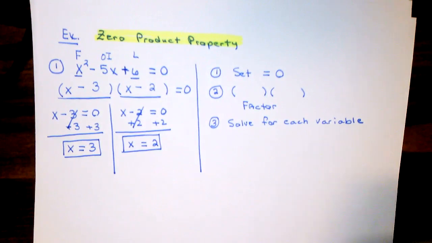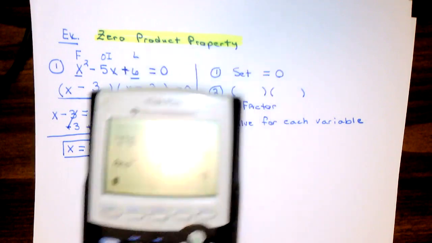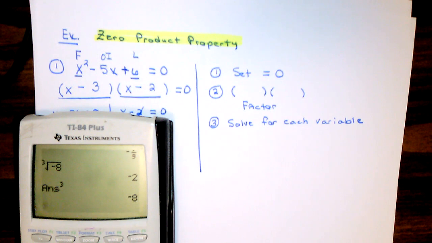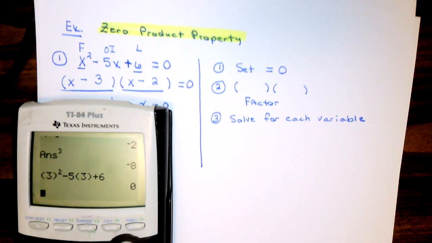Now you can also check those by plugging those back into the calculator. So if you're doing 3 to the second minus 5 times 3 plus 6, it should give you 0. And the other answer we got was 2. So I'm just going to replace that with 2 this time. And we also get 0.